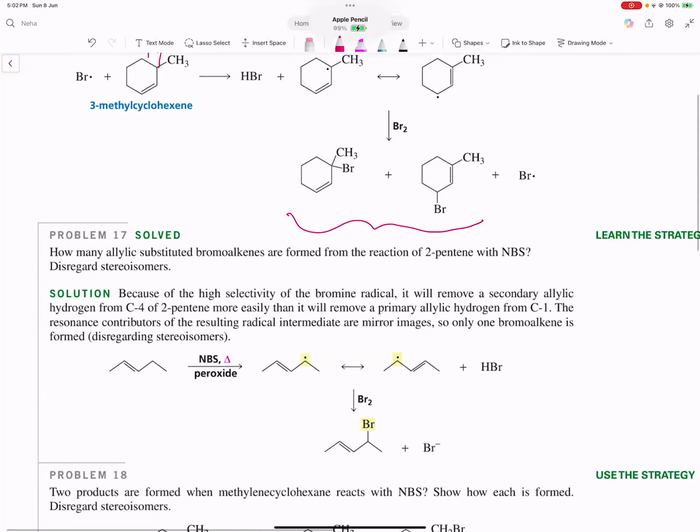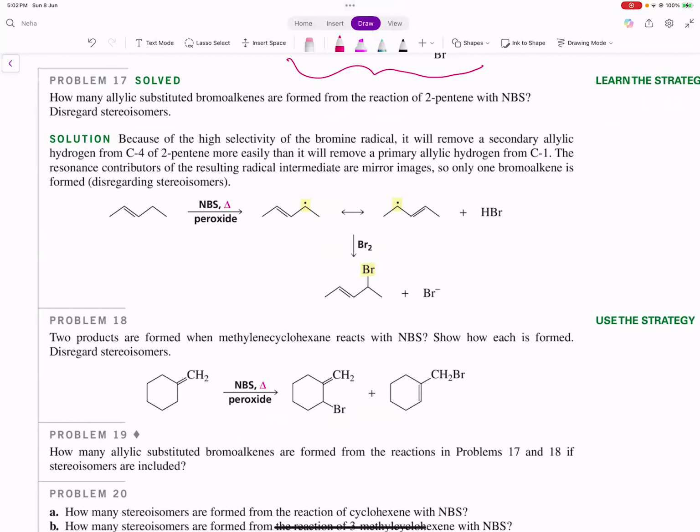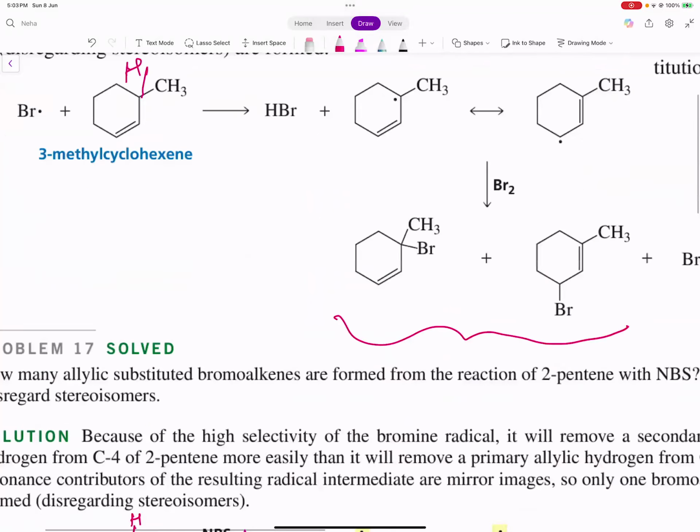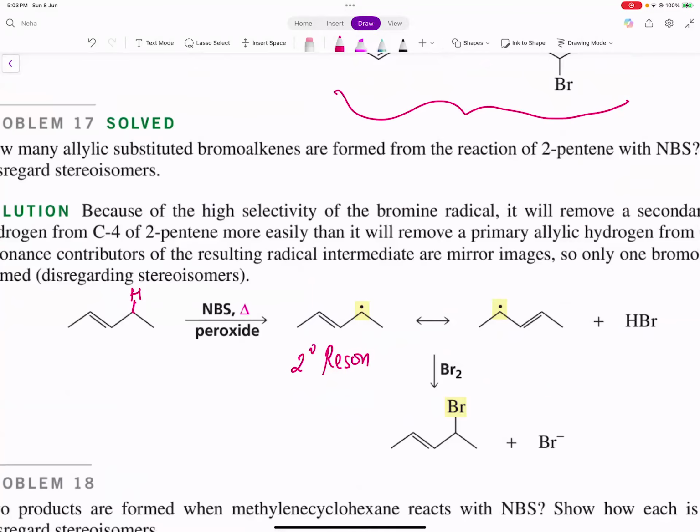So similarly here, how many products are we going to get? Again, we have this in the presence of N-bromosuccinimide. Again, we are going to generate an allylic radical, because this hydrogen will be abstracted here, since we are going to get a 2-degree resonance stabilized free radical. And again, I draw its resonating structure and see if I'm going to generate two different products or not. But in this case, I'm only going to get one product because it is symmetrical. So just one product, not like above where we have two products. This is clear, all right?